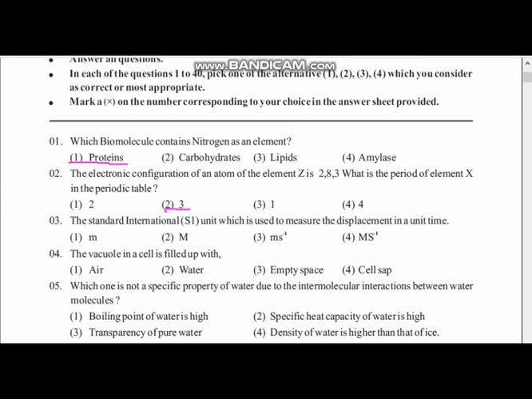Now third one. The standard international unit is used to measure displacement in a unit time. So this is a very tricky question. Displacement in a unit time, that is velocity. So that is ms minus 1.